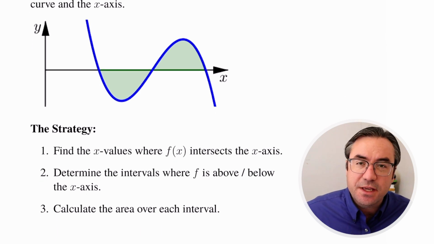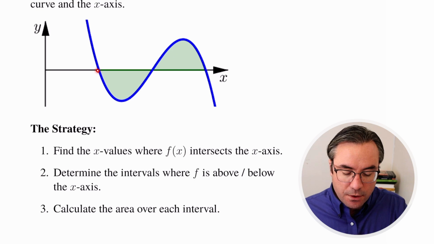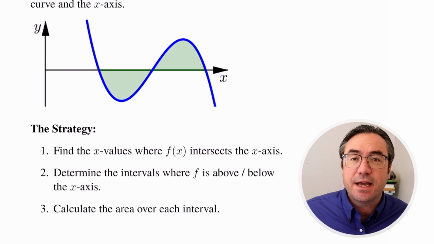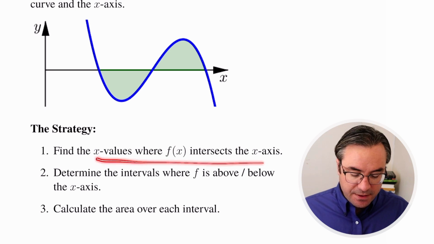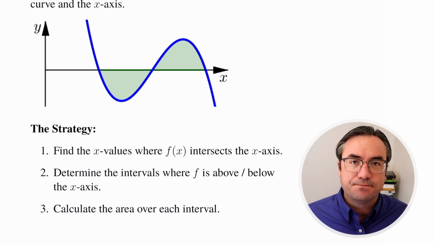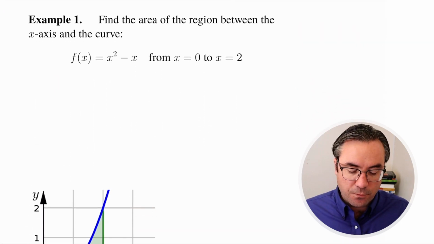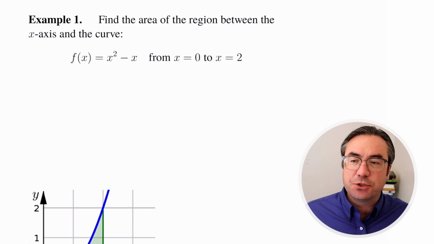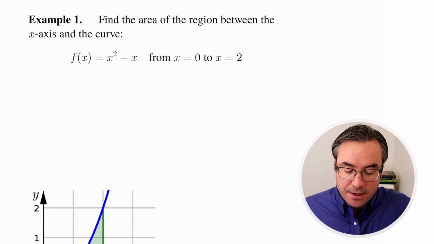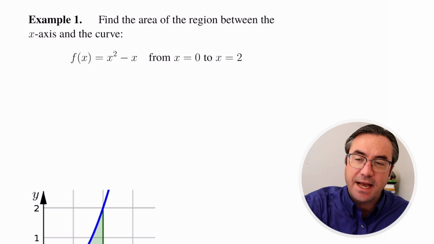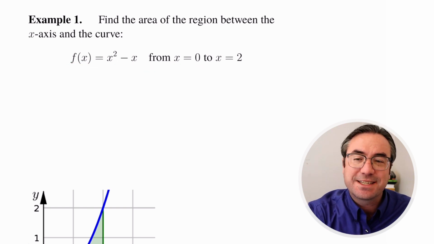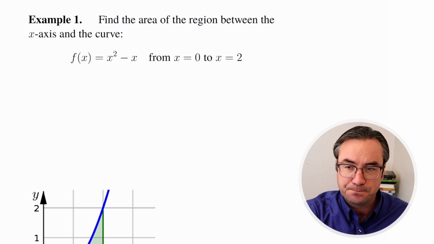And kind of the key thing here is we need to know, when does our function cross the x-axis? So we want to find the x values where our function intersects the x-axis. And so let's try out an example. Example 1, we're going to find the area of the region between the x-axis and the curve for the function x squared minus x, where we're going from x equals 0 to x equals 2.